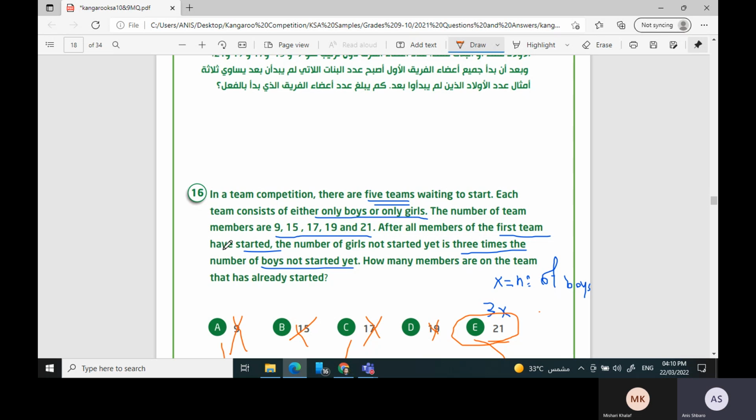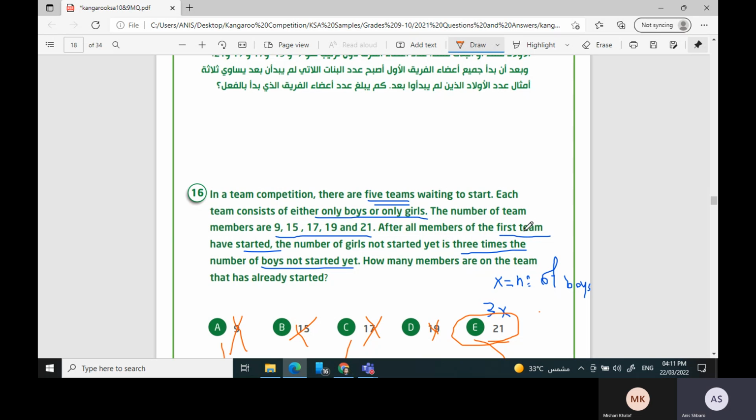As you can see, we have a competition. We have five teams waiting to start. Each team consists of either only boys or only girls, so there is no mixed team. It's boys or girls. The numbers of team members are 9, 15, 17, 19, and 21. So each team consists of any number from them.